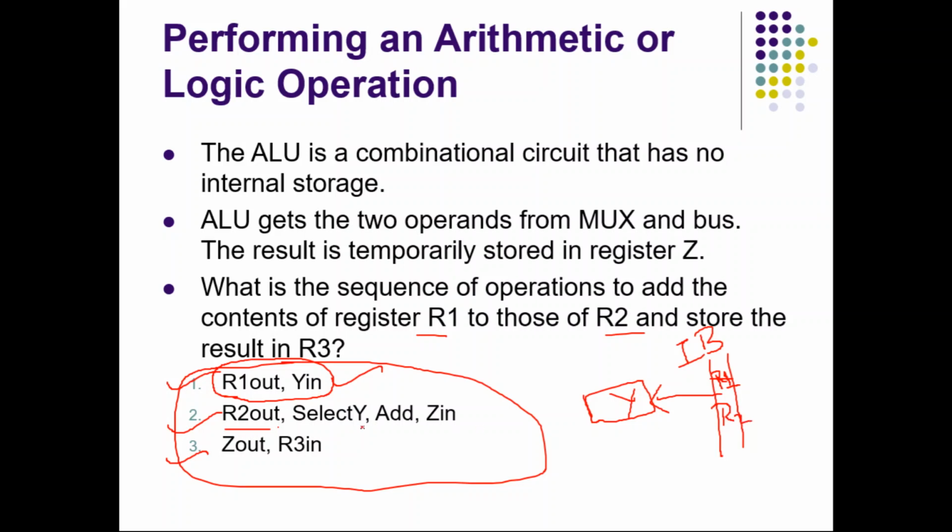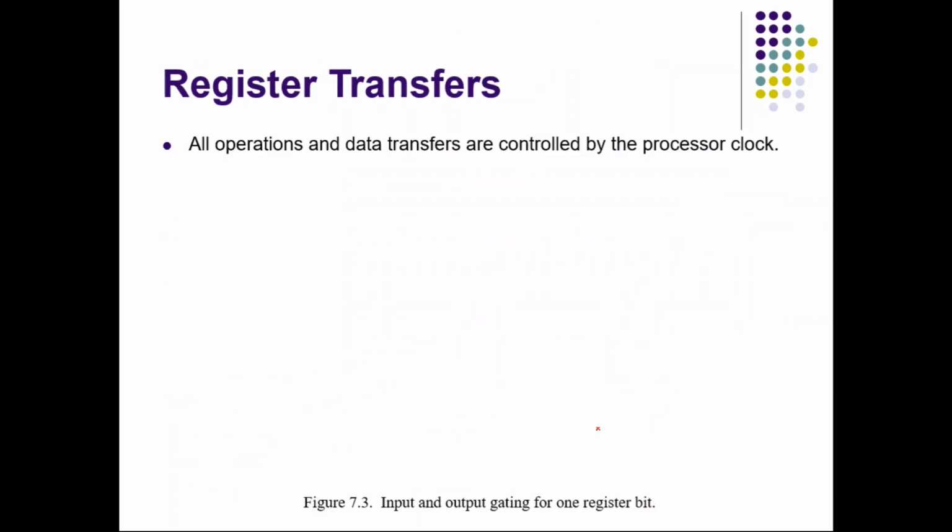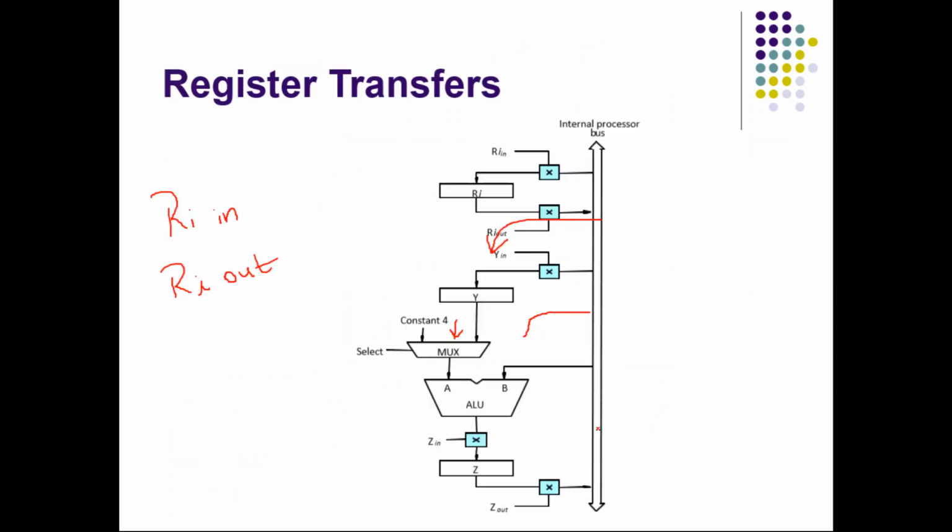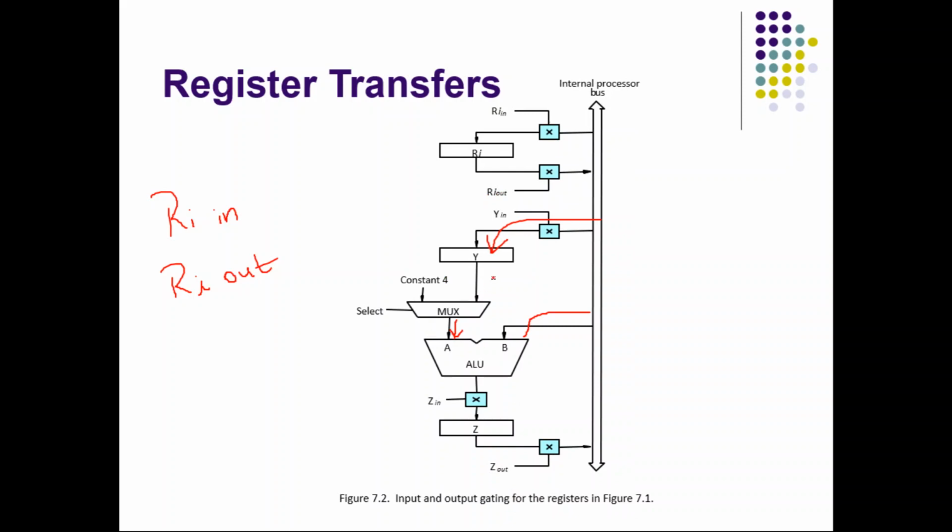Then what you are saying, select Y. Select Y means whatever is in Y will go as the first input of the ALU. Because if Y is selected, then the constant will not go. So what is in Y? Actually Y contains R1, right? So this will go into the multiplexer, and Y is already selected, so that will go into A. So the input for A is R1. Okay, so that's what it says.